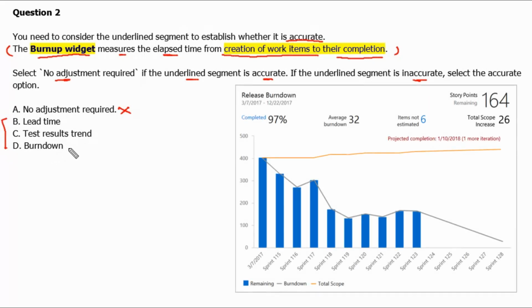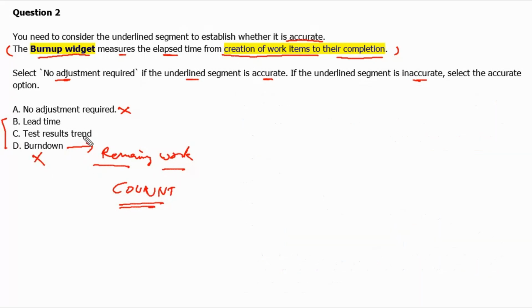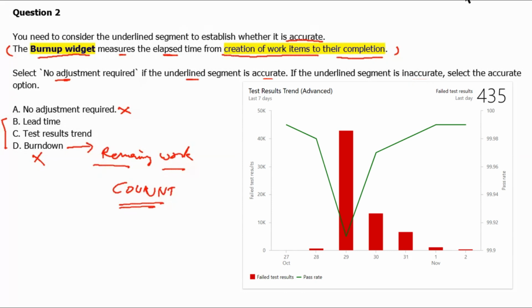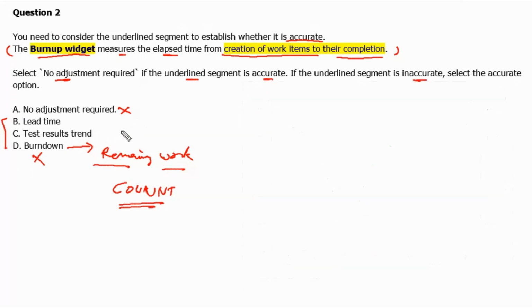Option D, burn down. Burn down chart displays the remaining work. Burn down chart doesn't measure the elapsed time, it does count the remaining work items only. So this is not the correct option. Option C, test results trend. Test results trend widget helps us to monitor test trends over a period of time, defect patterns, test failures, test pass percentage, etc. This is not the right option to measure the work item creation to completion elapsed time. Therefore, this is not the correct answer.